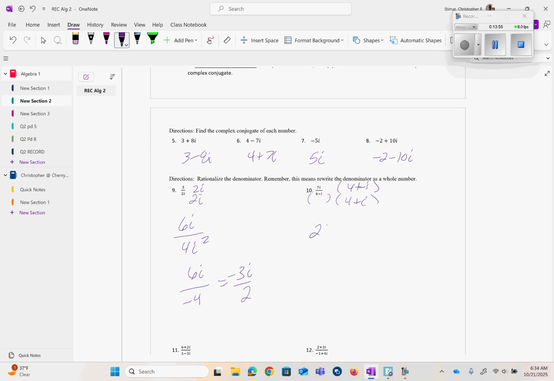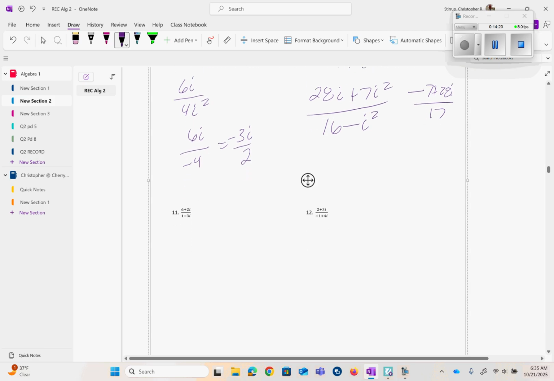So on top, I'm going to get 28i plus 7i squared. On the bottom, I'm going to get 16 minus i squared. Remember, the middle terms fall out with the conjugates. That's going to give me minus 7, so I'm going to get negative 7 plus 28i. On bottom, that's going to give me 17 because i squared is negative 1 times the negative.